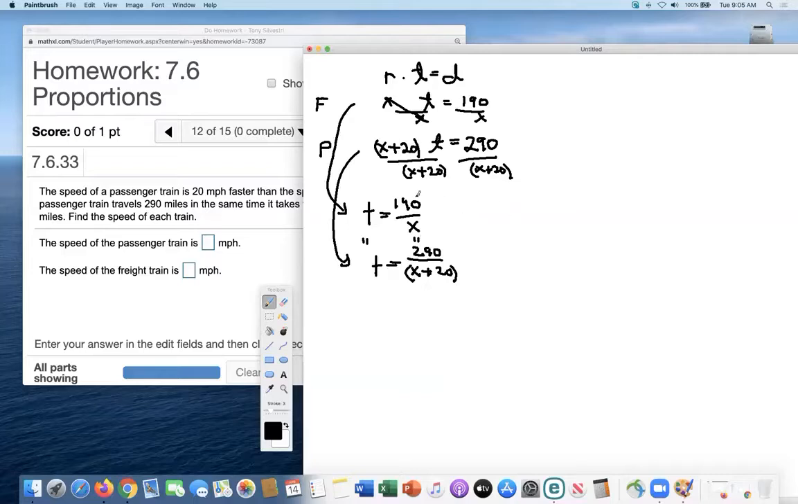So these two fractions, this is an equation I'm going to lay out horizontally. I'm going to make it look like this: 190 over x equals 290 over x plus 20.